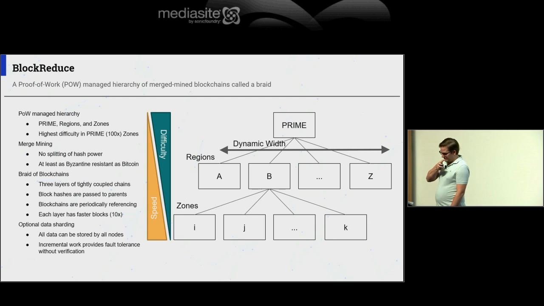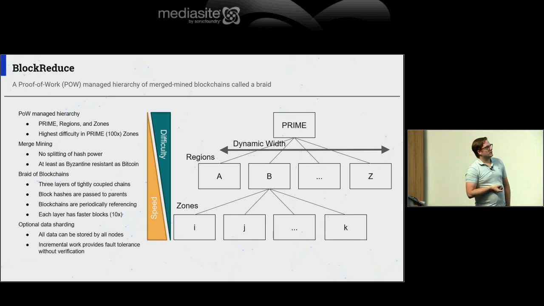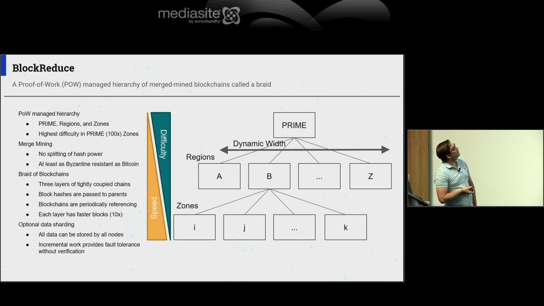So what is BlockReduce? BlockReduce is a proof-of-work managed hierarchy of merge-mined blockchains called a braid. Essentially each one of these things would represent a blockchain, but it's created in a hierarchy. So we have our main root chain here called prime. We then have what we'll call a region chain, and we have a zone chain. Now, the highest difficulty is in prime, and the lowest difficulty is in your zones.